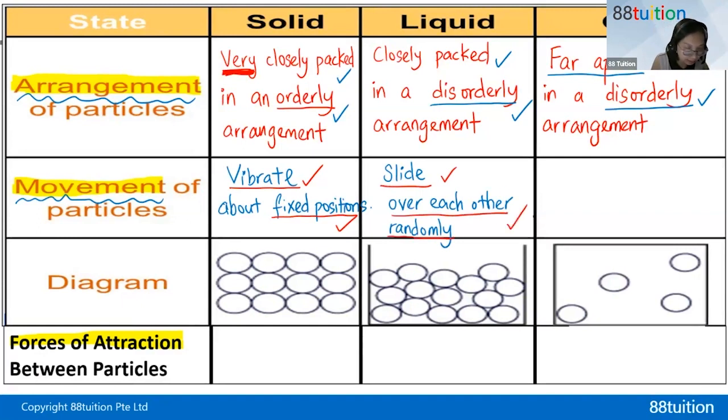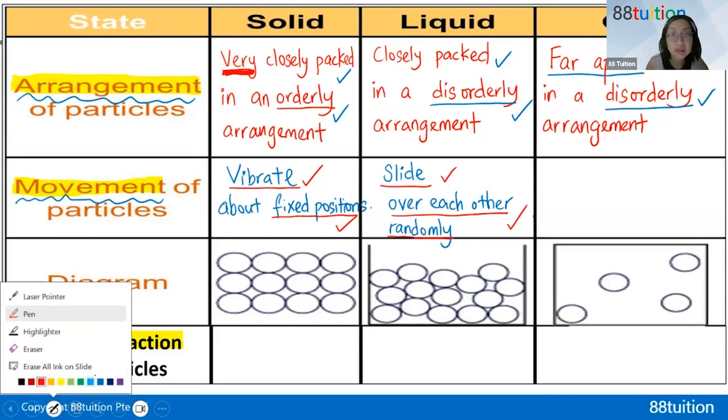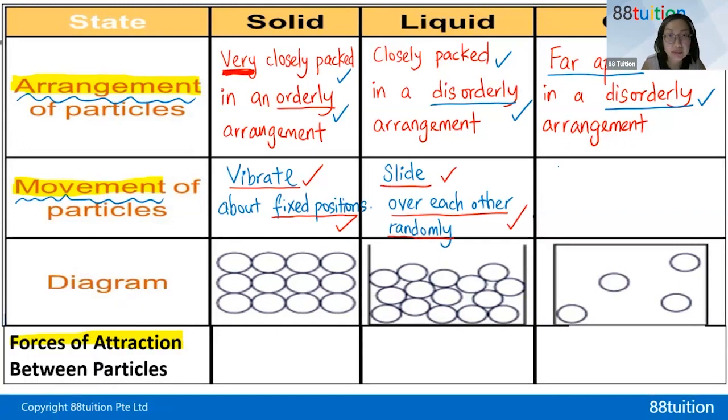How about the movement of particles in a gas? Do I use the word vibrate? Do I use the word slide? What word should I use now for particles in a gas? Okay, all right, move then. They know vibrate for solid, slide for liquid, they move. But how do they move? Do they move very fast or very slow? Talk about the speed first.